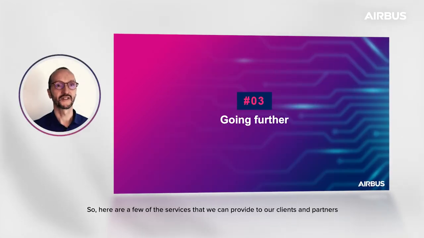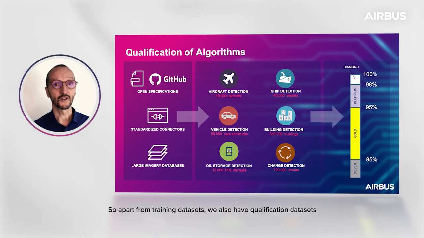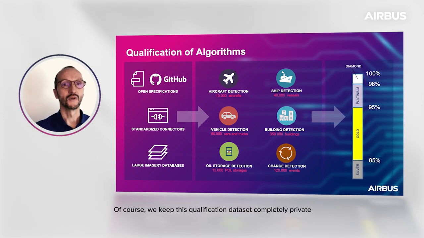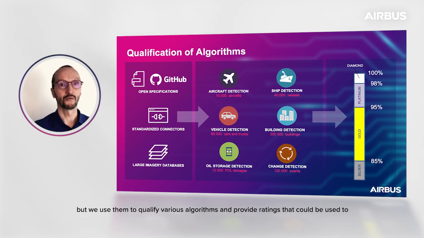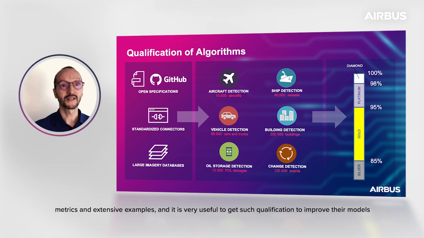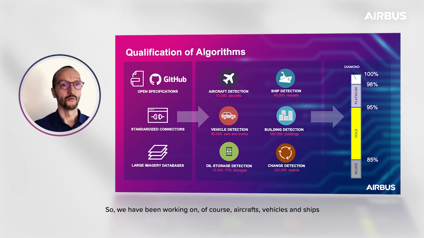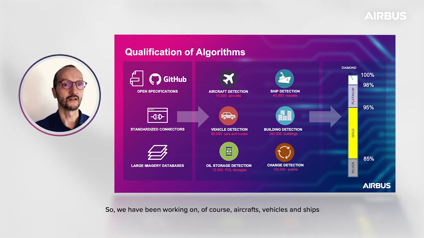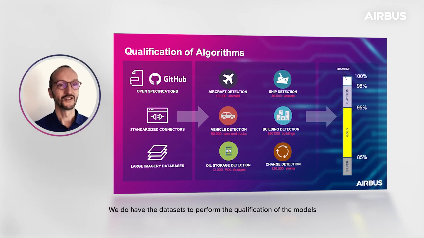So here are a few other services that we can provide to our clients and partners. Apart from training datasets, we also have qualification datasets. Of course, we keep these qualification datasets completely private, but we use them to qualify various algorithms and provide a rating that could be used to compare various services and providers. This is very useful for the algorithm provider, as we provide complete reports, metrics, and extensive examples. It is very useful to get such qualification to improve the models. So we've been working on, of course, aircraft, vehicles, ships, buildings, cold storage, changes, and many others. We do have the datasets to perform the qualification of the models.